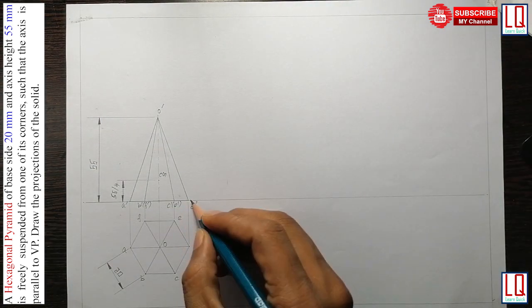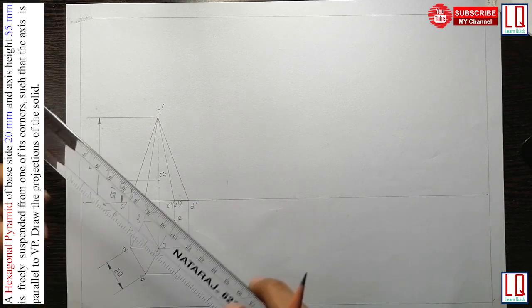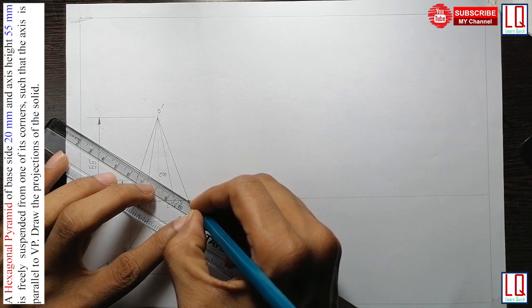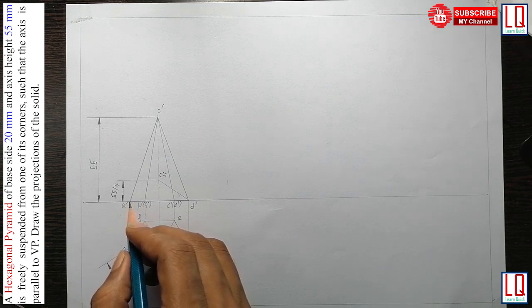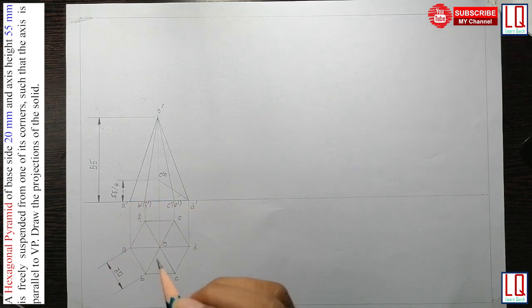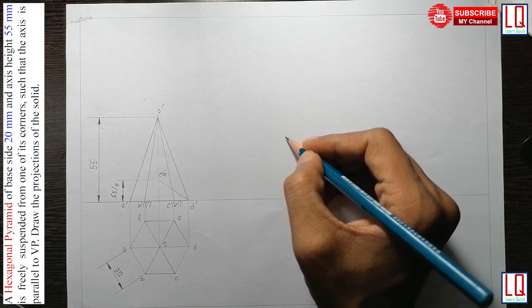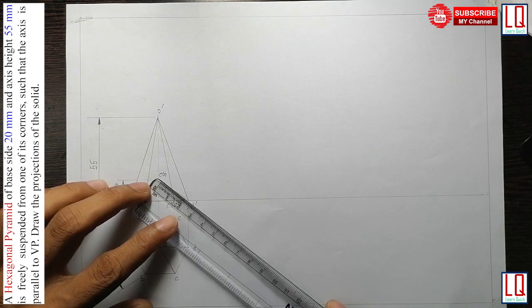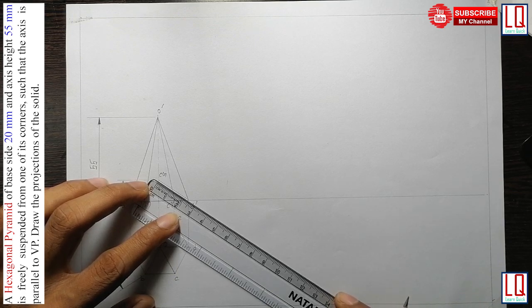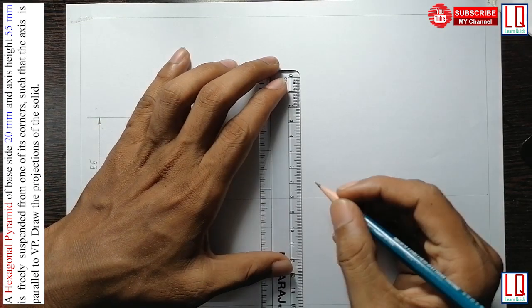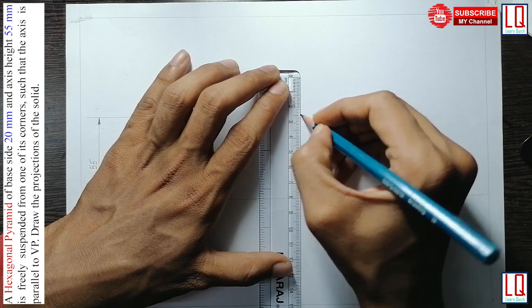Since I'm going to freely suspend this hexagonal pyramid by holding the corner, I'm joining the corner D with CG, or if you're going to hold A and suspend, you can connect A and CG. Now I need to draw this D dash CG vertically upright here so that it's going to freely suspend. For that, first I need to measure the distance between the CG and the D. It's around 24 mm. So here I draw a line for 24 mm.